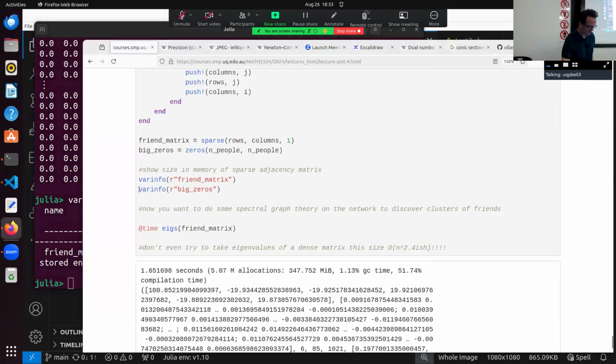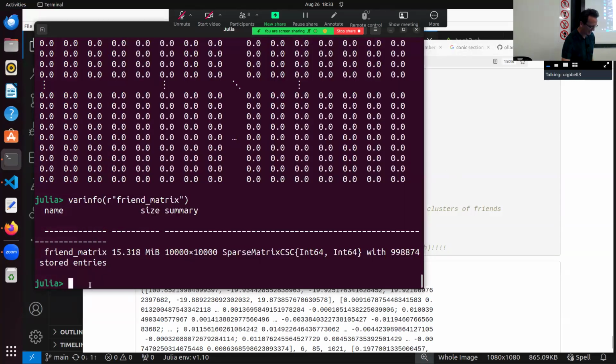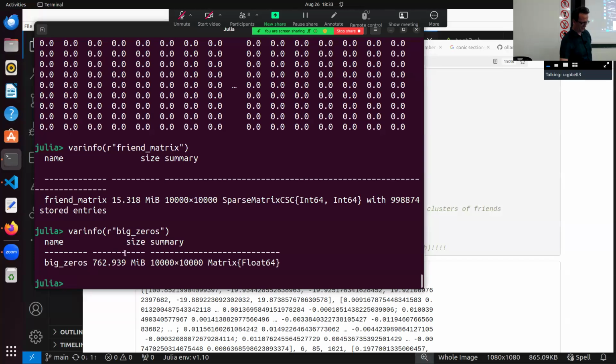Anyone want to guess without looking about how big a thing that big full of nothing is? Yeah. So it's 800 meg of basically nothing. So the actual information in this thing is tiny. It's like 15 meg. And you can store this sparse representation.